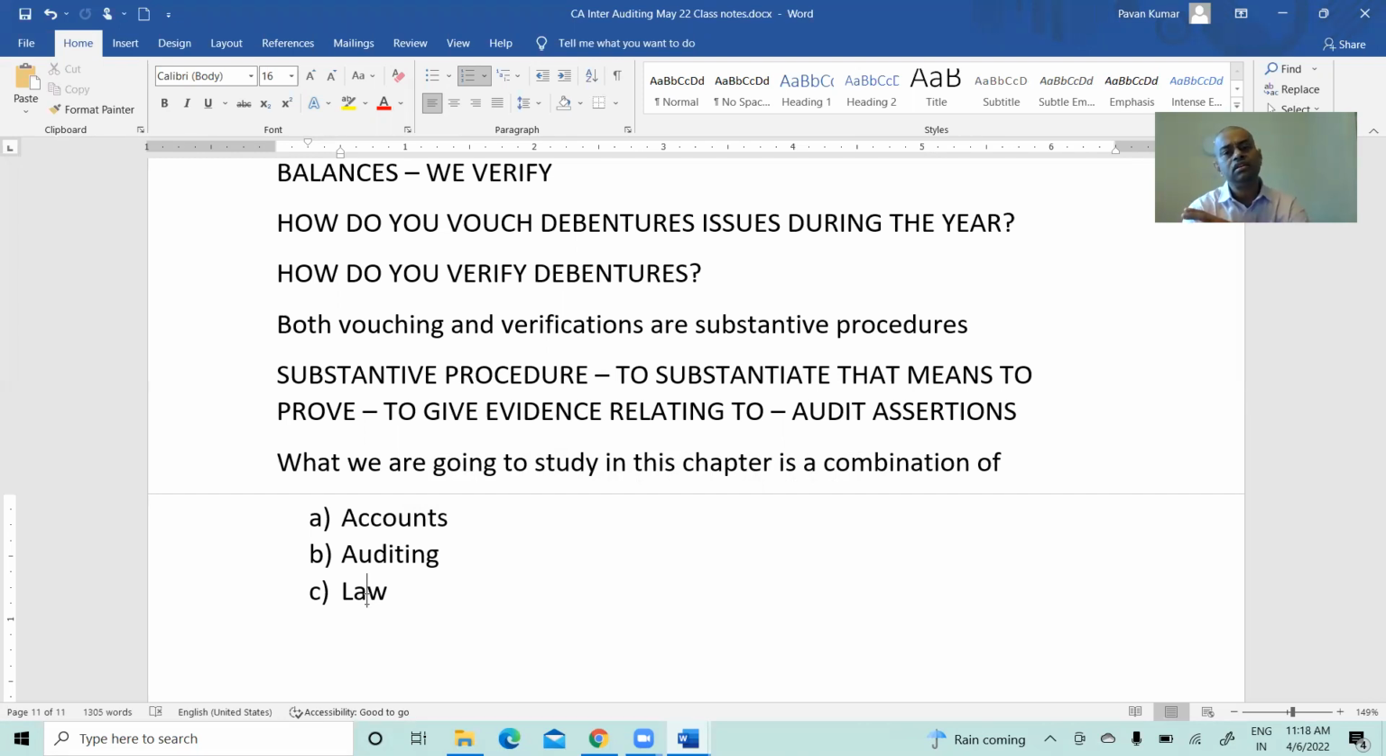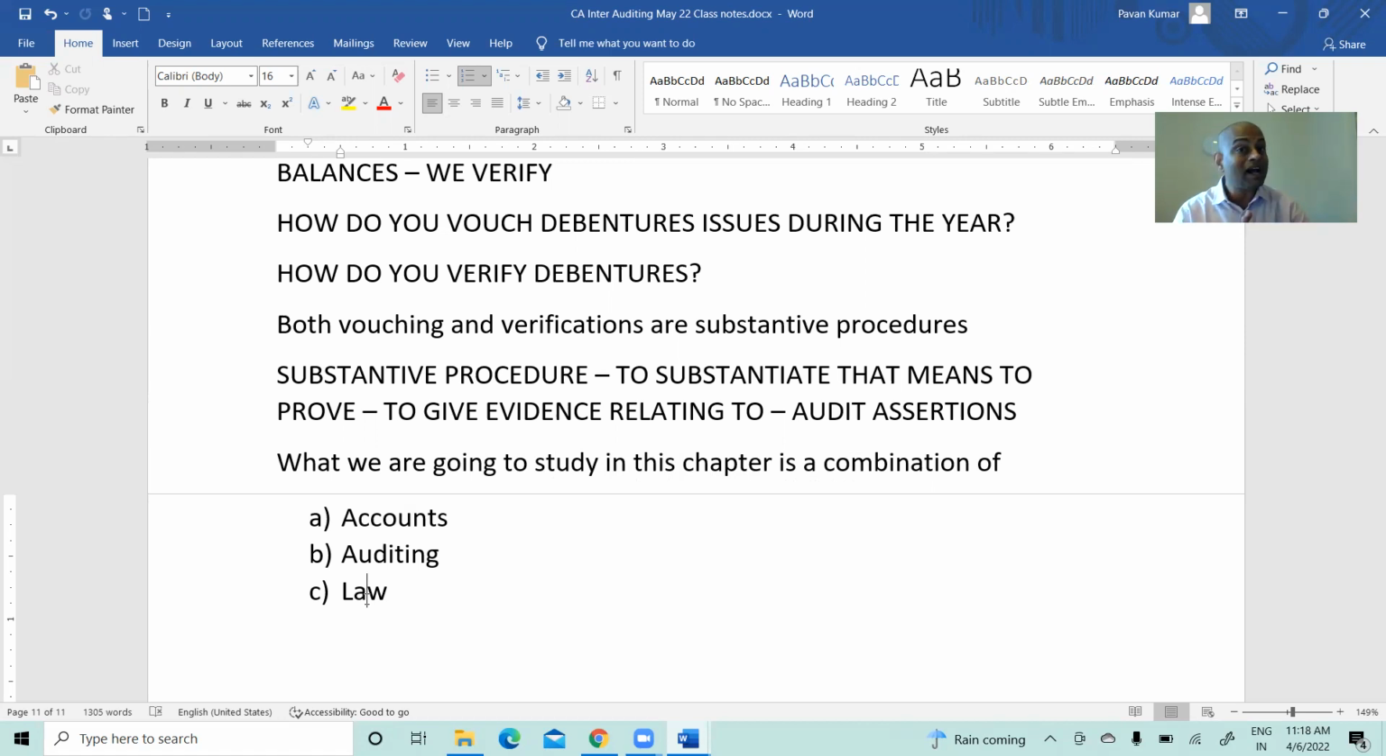All this is compliance with law. So in this particular chapter, you should have a decent, not basic, a decent understanding of legal concepts and accounts.